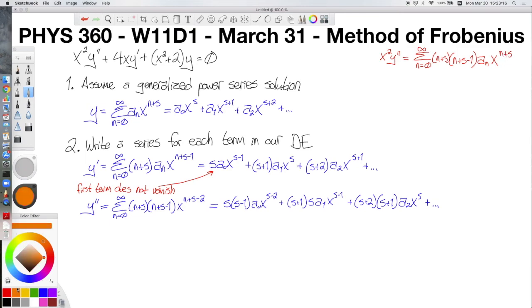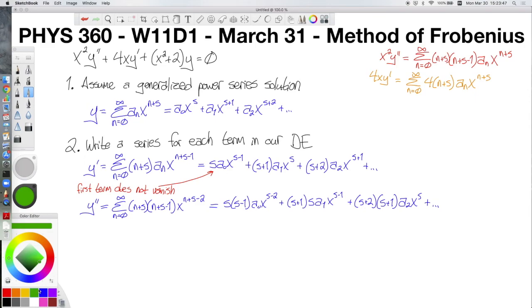Then, for our next term, we have 4xy prime. And this, again, we can start with our definition for y prime and just multiply it by 4x. So we pick up a constant 4 out front, and we increase our power of x by 1, giving us the sum from n equals 0 to infinity of 4 times n plus s times a sub n times x to the n plus s.